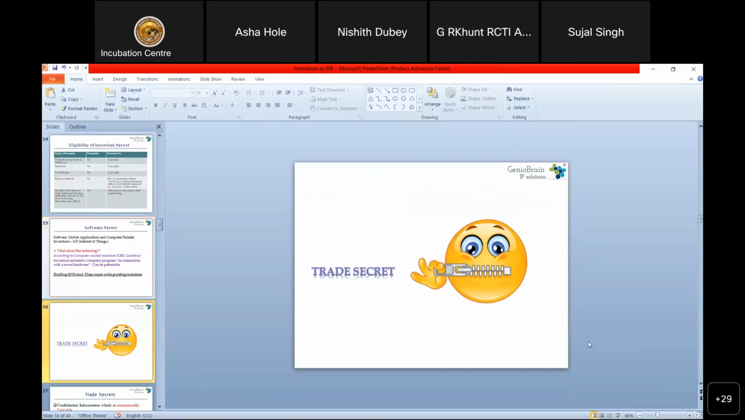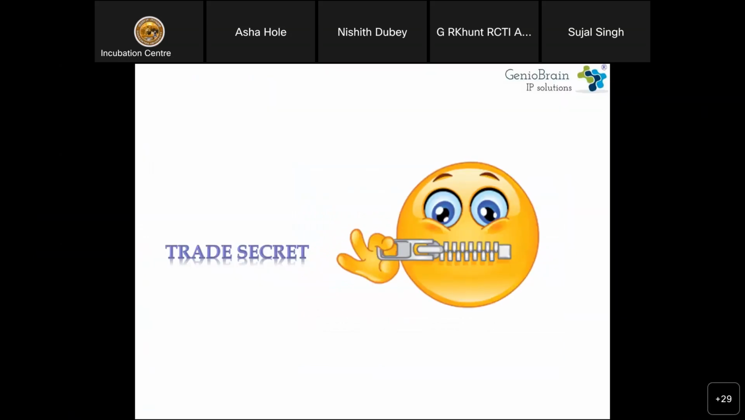Now about trade secrets: why is trade secret important for research scientists and particularly entrepreneurs who want to come up with a new startup? There are a number of inventions in the market. I don't want to go into detail on trade secrets because you all know Coca-Cola, McDonald's and all. I just want to focus on when something should be patented and when it should be a trade secret, because it's very important.